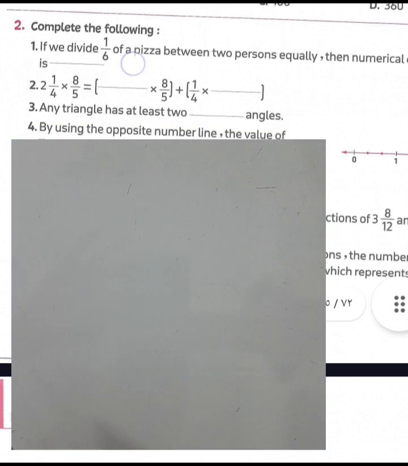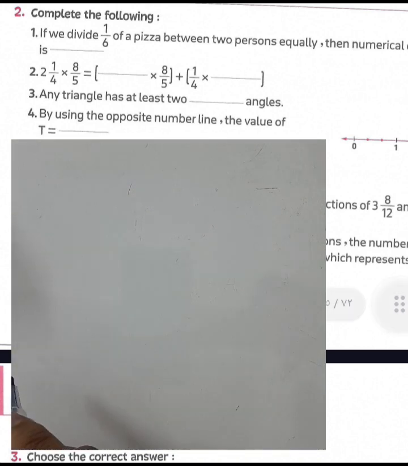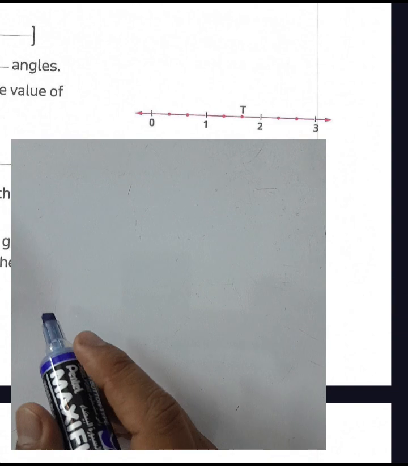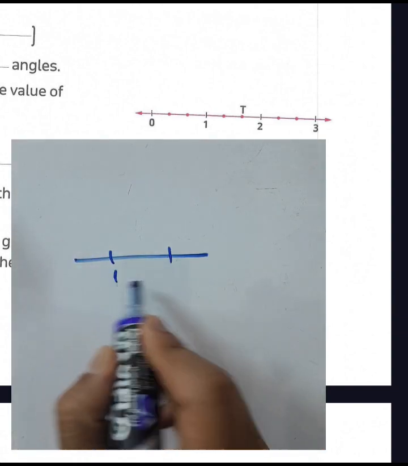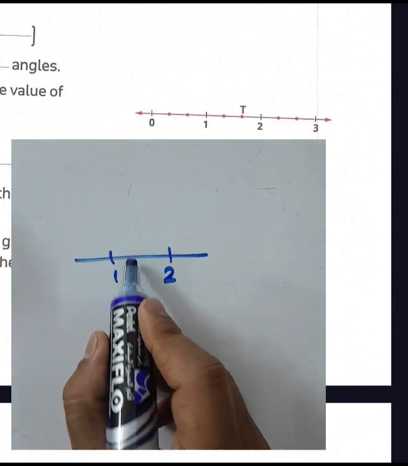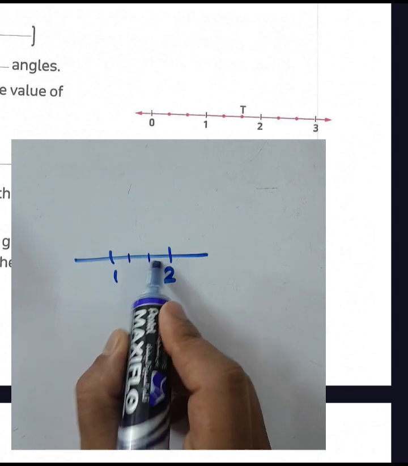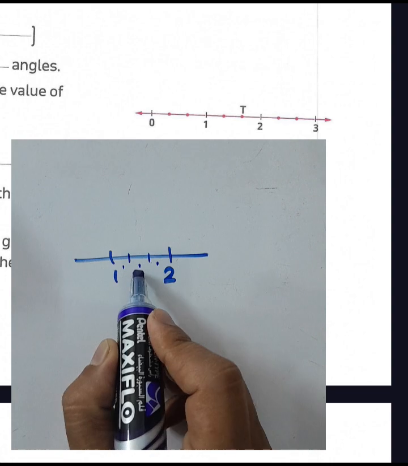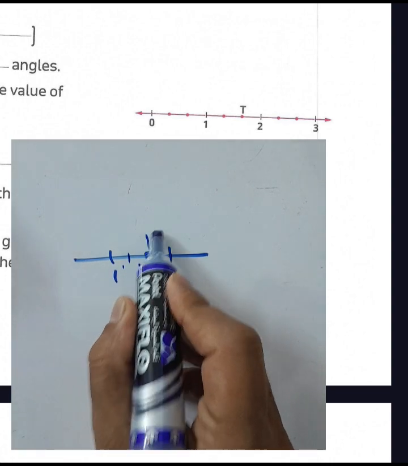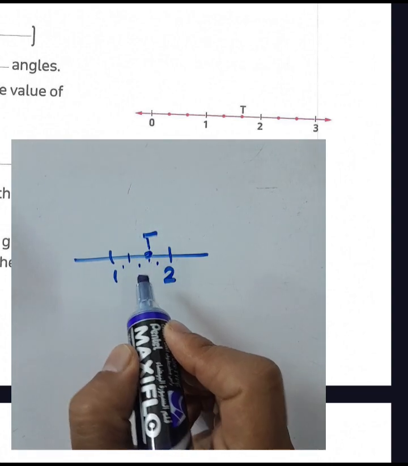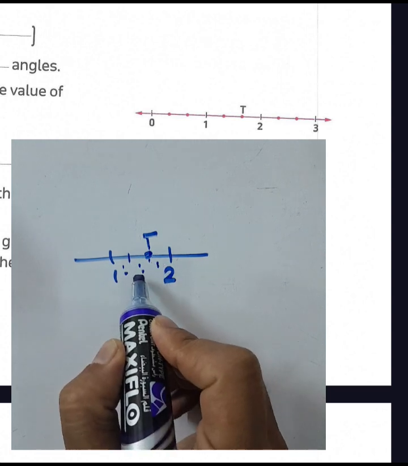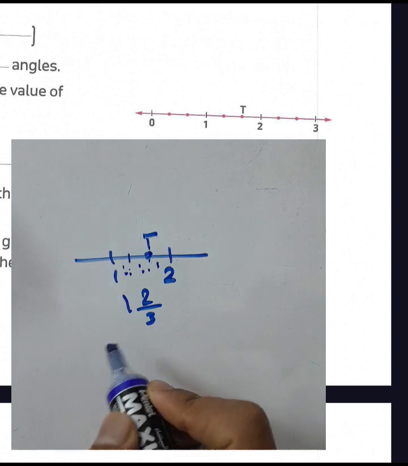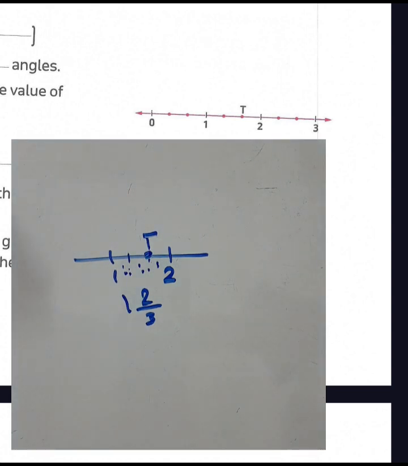Question number 4. By using the opposite number line, the value of t equals what? Look at the number line here. T lies between 1 and 2. And we have here 1, 2. We have divided it into 3 parts. Then we have 1 and how many parts to t? 1, 2, 3. Then 1 over 3, 2 over 3, 3 over 3. Then we have 1 and 2 over 3 is the value of t.